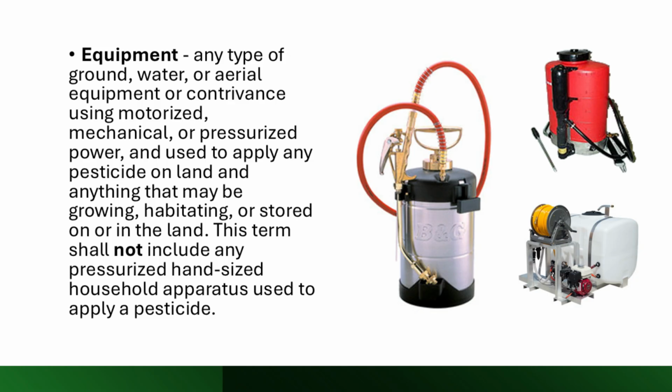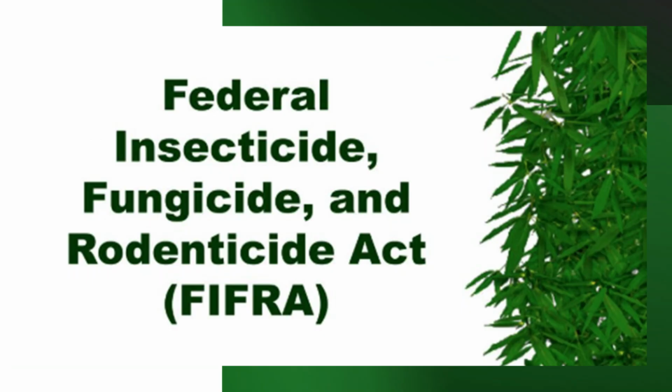Equipment. Any type of ground, water, or aerial equipment or contrivance using motorized, mechanical, or pressurized power and used to apply any pesticide on land and anything that may be growing, habitating, or stored on or in the land. This term shall not include any pressurized, hand-sized household apparatus used to apply a pesticide. Federal Insecticide, Fungicide, and Rodenticide Act, FIFRA.